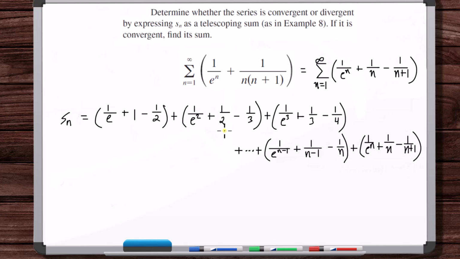And so what happens with a telescoping series is that you get a bunch of middle terms just subtracting out. So like this subtracts out, this subtracts out, and then this would subtract out with something over here. This would subtract out with this. This would subtract out here. And so what you can see is that the e terms don't simplify.